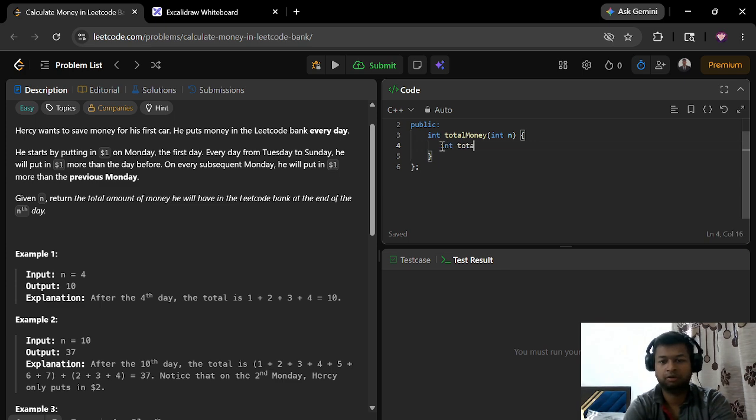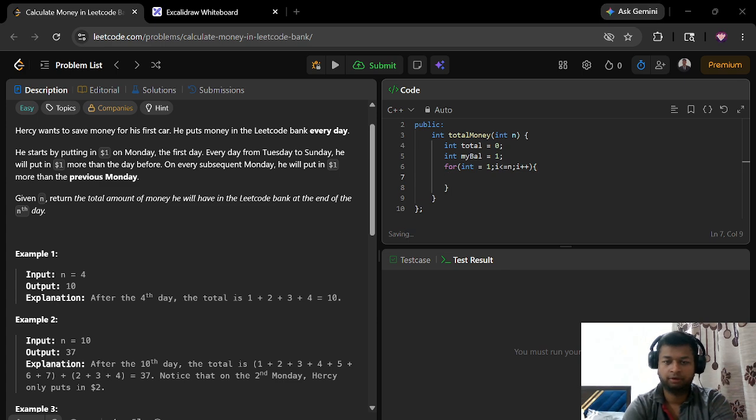Now we need first a total variable, which will be initialized to 0, and my bell for initial count, the first balance will be 1 only. Now the for loop, which will start from 1 and will go up to n, incrementing the I. Now we will increment the total here with my bell, and the main expression, which is I minus 1, checking the remainder by dividing with 7.